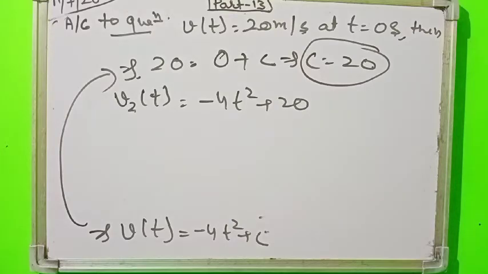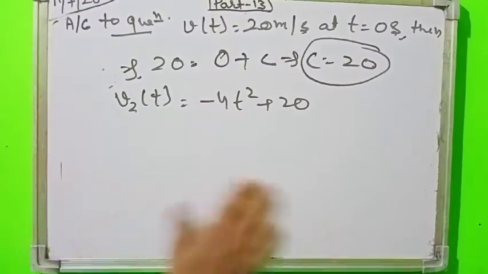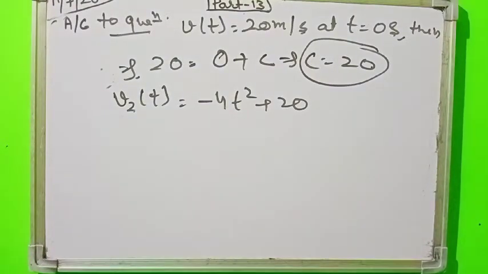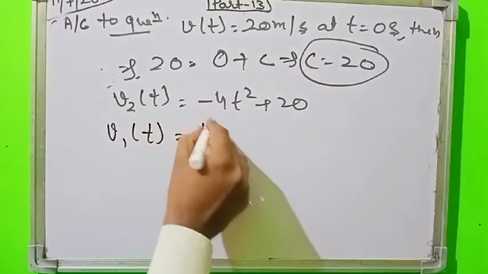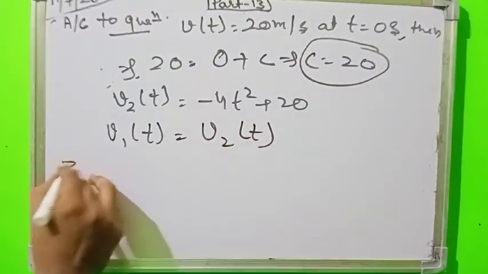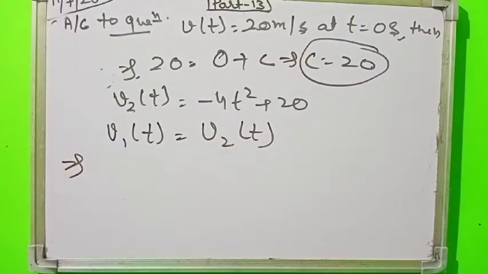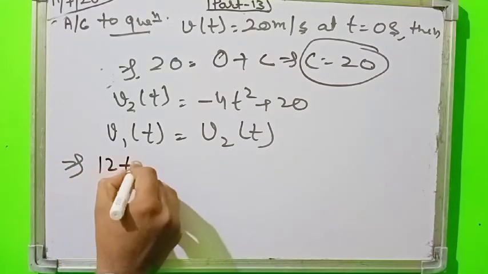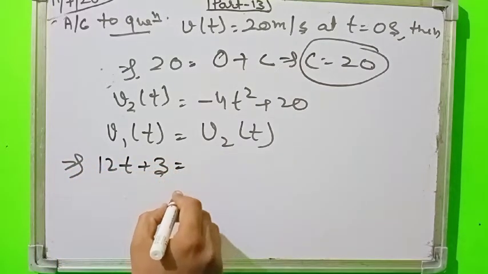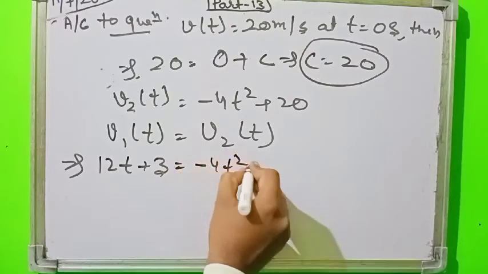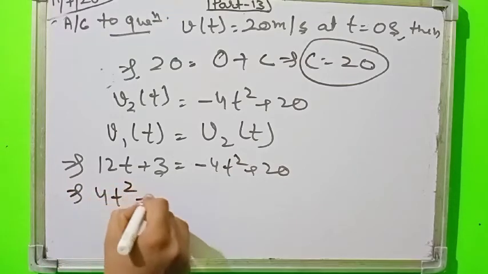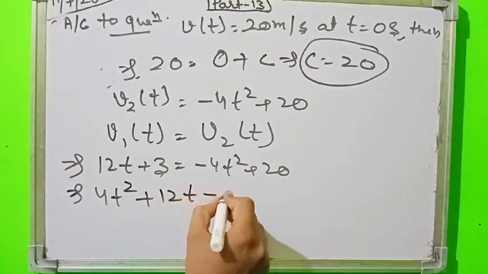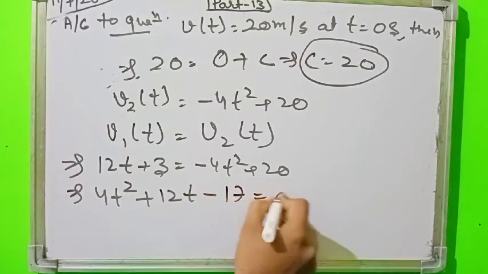So we have to find the time for which both the velocities v1(t) and v2(t) will match. So v1(t) is equal to v2(t), and it implies that 12t plus 3 is equal to minus 4t square plus 20, and from here 4t square plus 12t minus 17 is equal to 0.